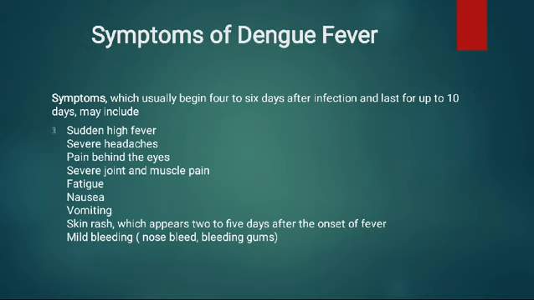These are the symptoms of dengue fever. Symptoms, which usually begin 4 to 6 days after infection and last for up to 10 days, may include sudden high fever, severe headaches, pain behind the eyes, severe joint and muscle pain, fatigue, nausea, vomiting, skin rash, which appears 2 to 5 days after the onset of fever, and then mild bleeding.